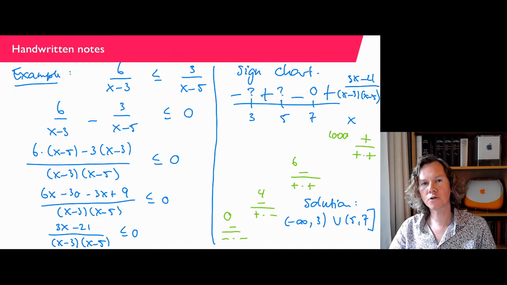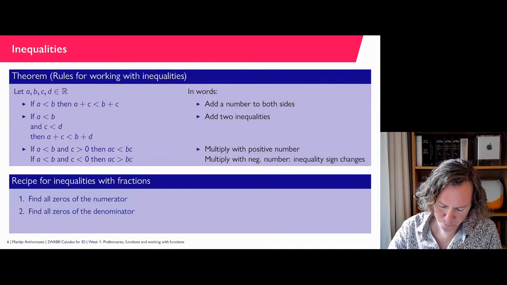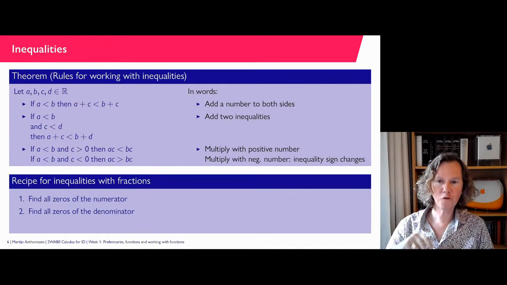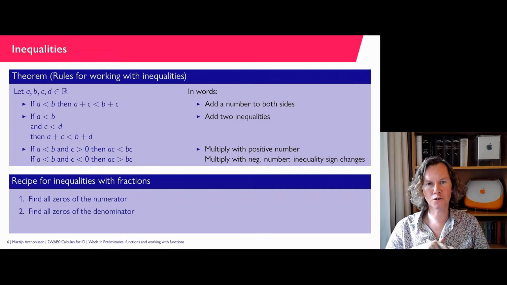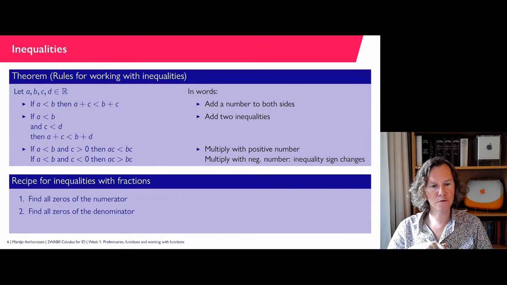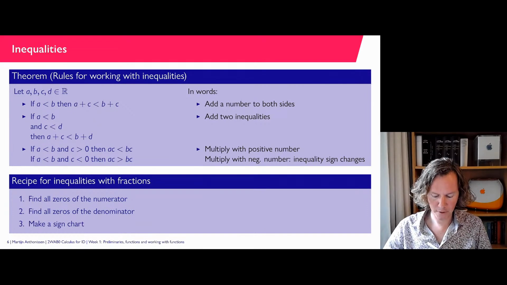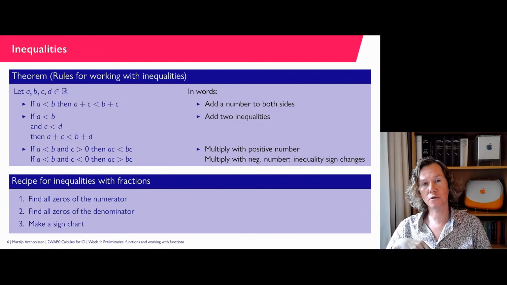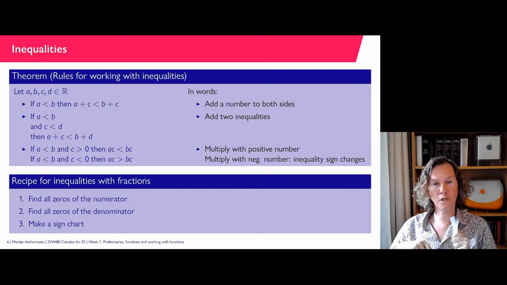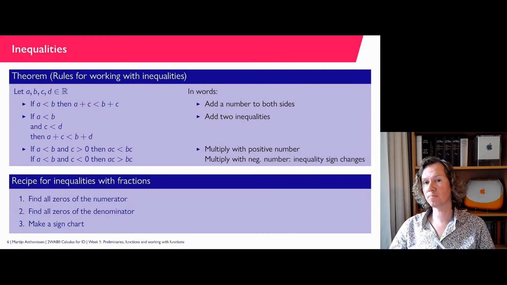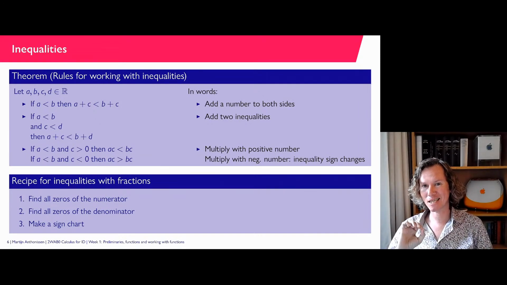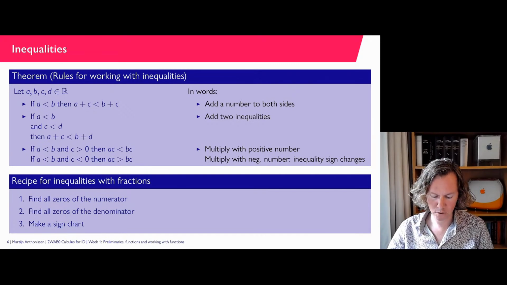So now let's go to the slide that I skipped earlier. If you have an inequality with fractions, like the examples I just covered, you find the zeros of the numerator, you find the zeros of the denominator, and then you make a sign chart and you read off the solution. So that's the general way to do that. And this is something that many students make mistakes with, because they want to multiply with denominators and stuff like that, but that doesn't work if you have inequalities.